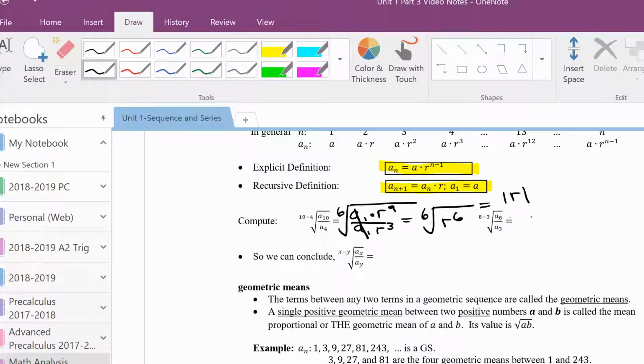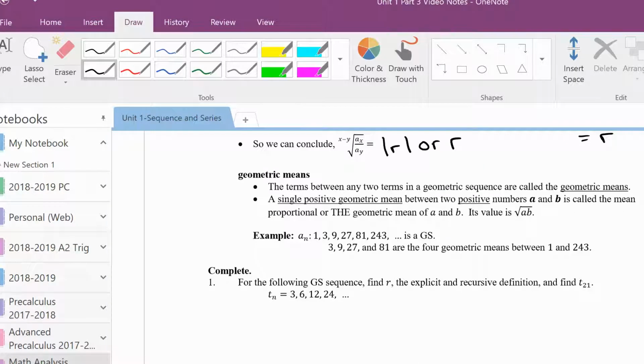Whereas here, it's the 5th root of the first term times the ratio to the 7th, divided by the first term times the ratio squared. So it's the 5th root of r to the 5th, which in this case is just r. So in conclusion, if you take the root of the difference of the term numbers, and take that root of one term divided by the other, you are going to get the absolute value of the ratio or the ratio, one or the other.